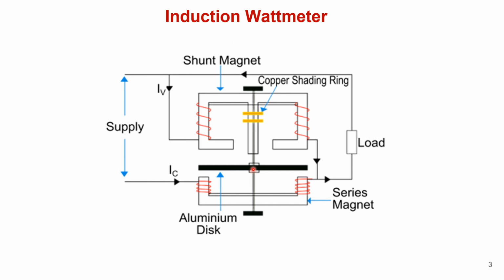Due to the interaction between the fluxes and the eddy currents, a deflecting torque is produced on the disc. So it causes the disc to move. The pointer which is connected to the disc moves over the scale. The pointer comes to rest when the deflecting torque becomes equal to the controlling torque. So the induction wattmeter works on the principle of electromagnetic induction, and it can be used to measure AC power only.